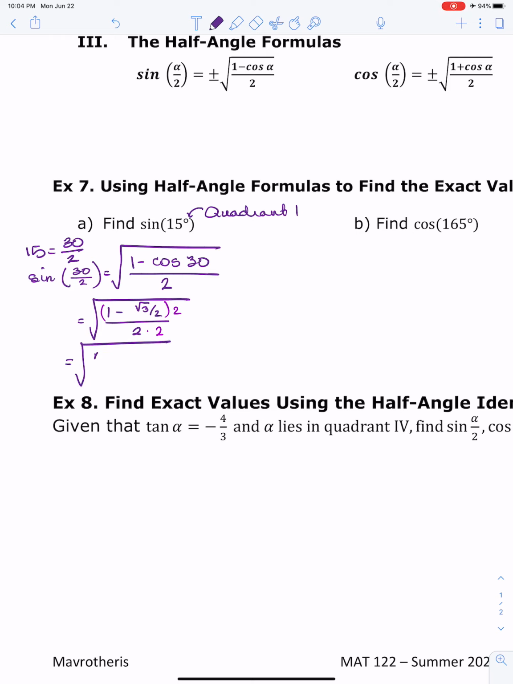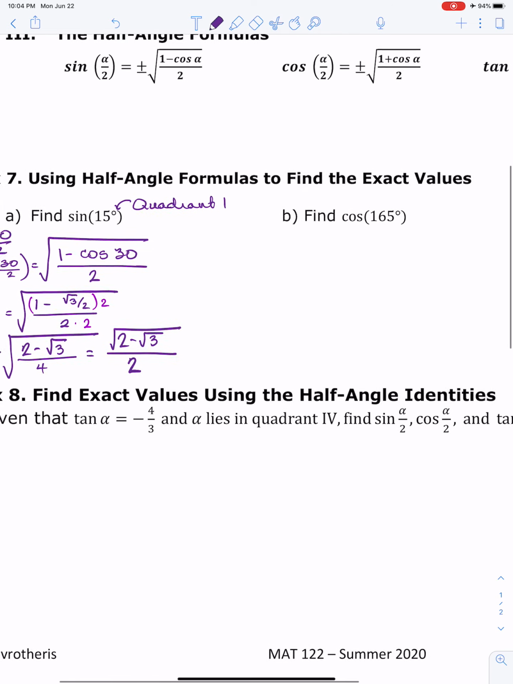So I've got the square root now. 2 times 1 is 2, minus square root of 3 over 2 times 2 is square root of 3. 2 times 2 is 4. We can take the square root of that denominator. We end up with the square root of the quantity 2 minus square root of 3, all over 2. And that is our sine of 15.